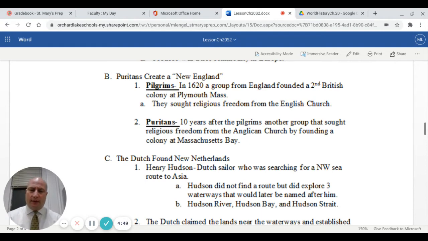That was their goal. They were being rather persecuted for their beliefs; they wanted to purify basically the Anglican Church of any Catholic practice. And that's where the Puritans also come into play. The Puritans, about 10 years after the Pilgrims, sought religious freedom from the Anglican Church as well by founding a colony at Massachusetts Bay. So these are some of the early foundational platforms that the English utilized to create a strong foothold in the United States region that we call today.